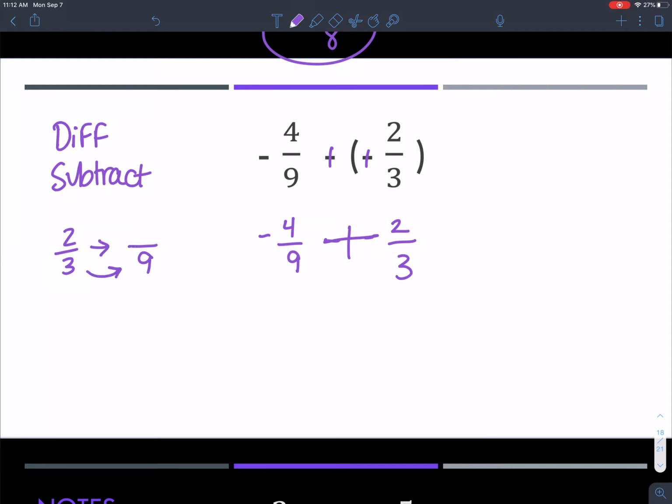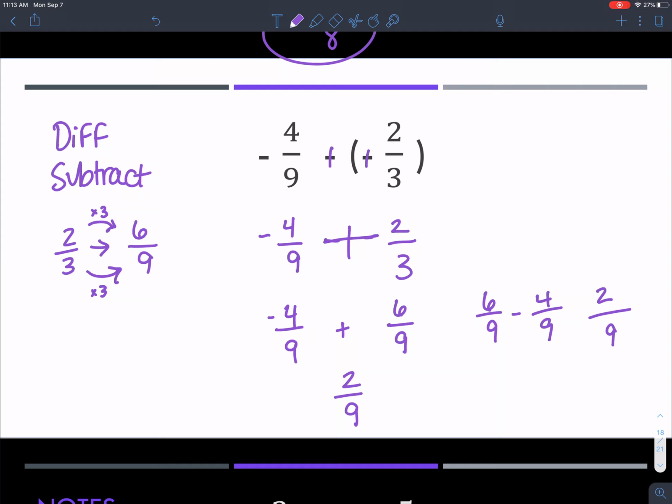How do I get from 3 to 9? I multiply by 3, and if I do it on the bottom, on the denominator, I have to do it on the numerator. 2 times 3 is 6. So 2/3 then becomes 6/9. Now I have a problem I can work with. Again, they're different, so we're going to subtract them. However, this is a little bit different because 6/9 is bigger than 4/9. So we are going to subtract 6/9 minus 4/9 off to the side. 6 minus 4 is 2. And we should have 2/9 as our answer.